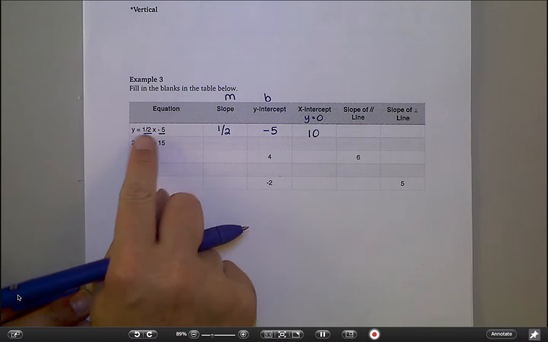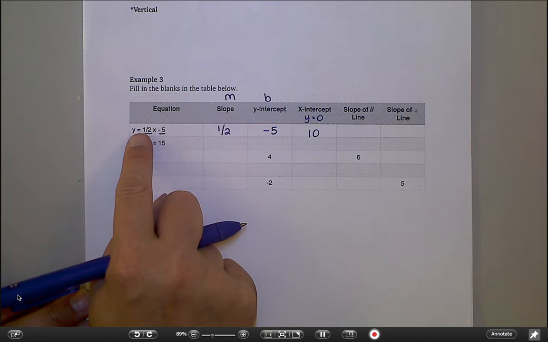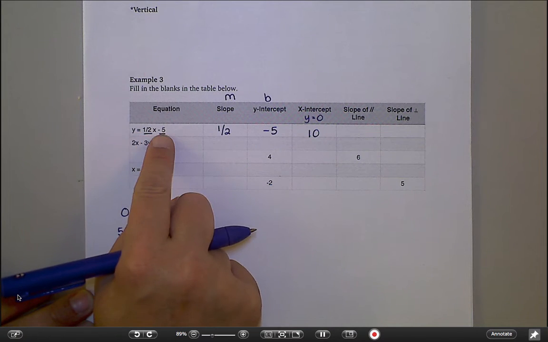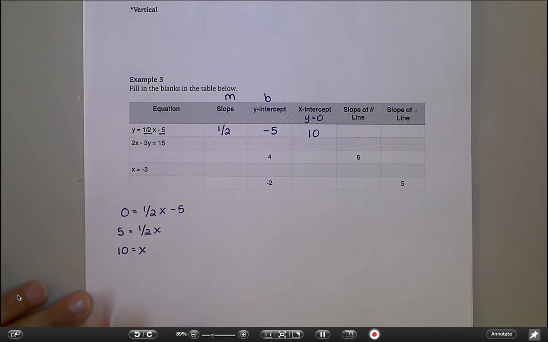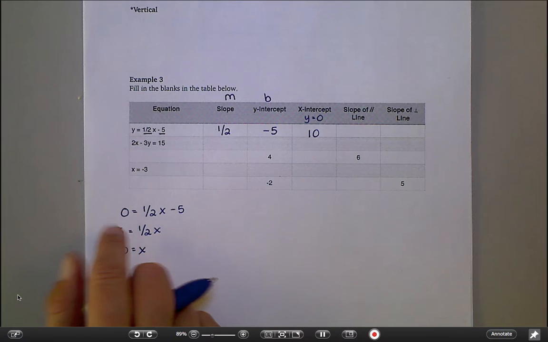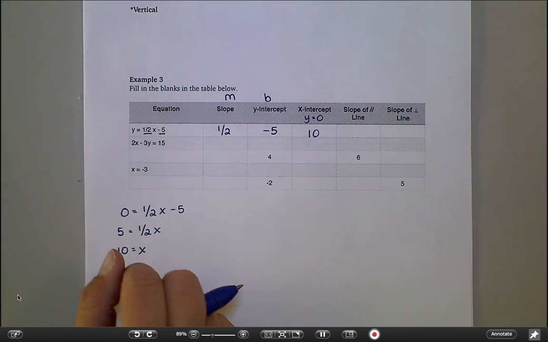If you wanted to check yourself, plug a 10 in there. 1/2 of 10 is 5, and then 5 minus 5 gives me 0. And that's what the x-intercept is: the value of x that gives you a 0 for y.